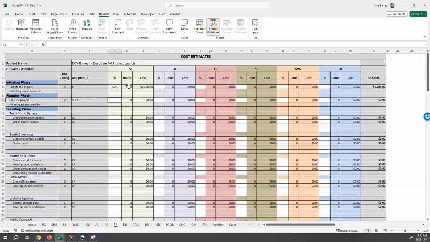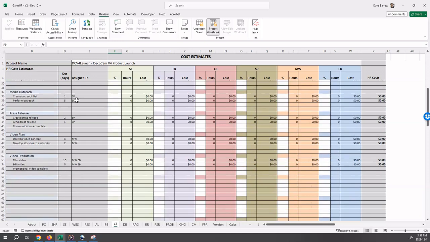At her hourly loaded rate of $100, this results in $1,200 for this activity. And she's the only one assigned, so the HR costs are $1,200. Note that we do not assign resources to milestones.